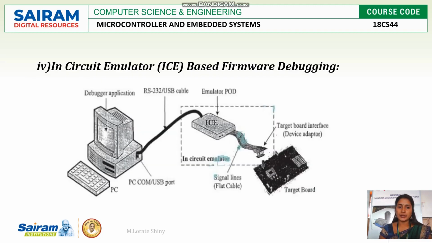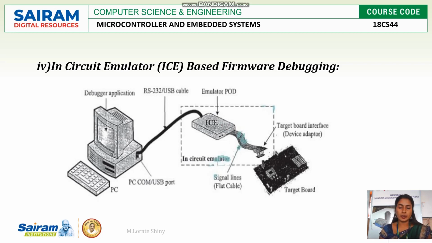The fourth one is in-circuit emulator based firmware debugging. In this type of debugging, we have an emulator part which acts as the heart of this firmware debugging. This emulator part consists of an emulation device which receives all the signals from the target board, and it waits for commands from the debugger application running on the host PC. Based on the command from the debug application, it executes the target firmware, and it checks all the necessary actions.